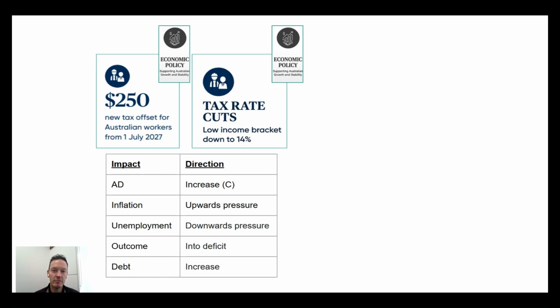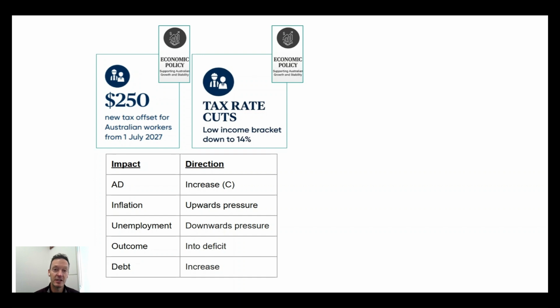So the intent of them is to change economic impact. And these are the impacts that these two policies will have. So we're going to see an increase in private consumption and therefore an increase in aggregate demand, because the government is essentially reducing the leakage of tax. And for most people, when they get this extra money or don't need to pay as much tax, they're going to spend that in the economy.